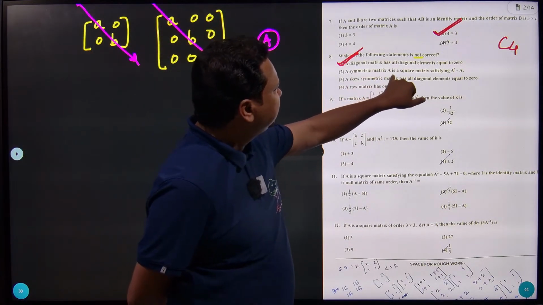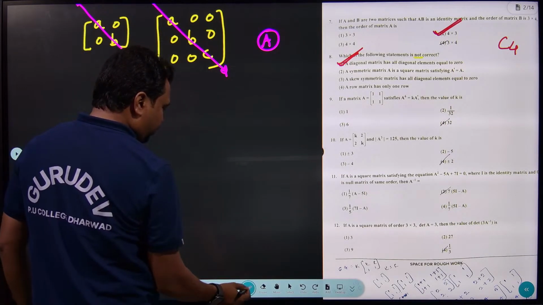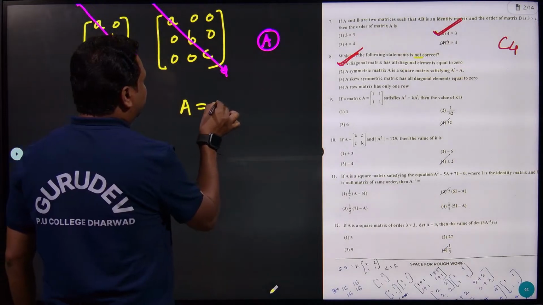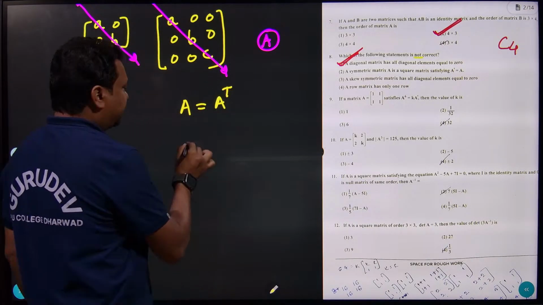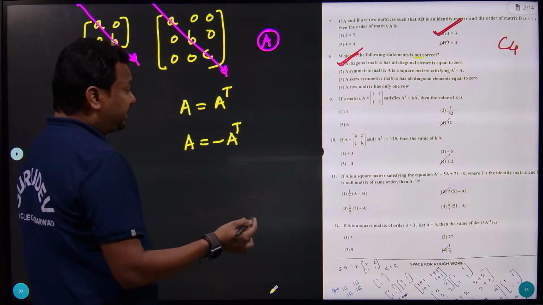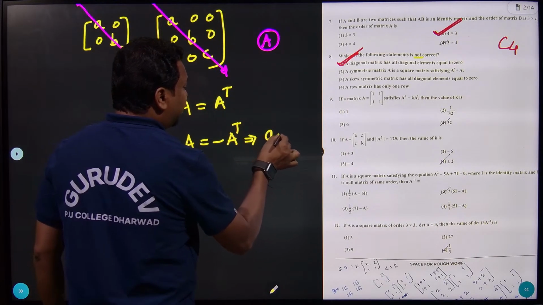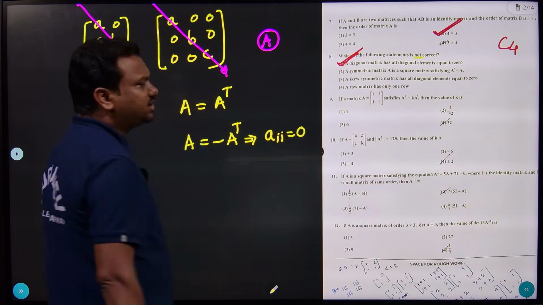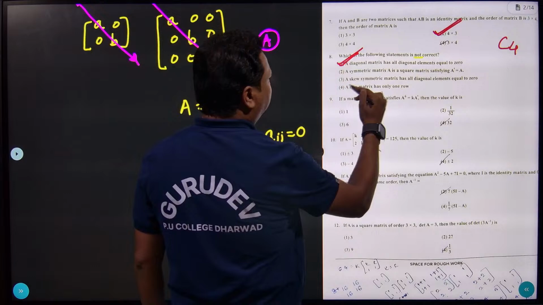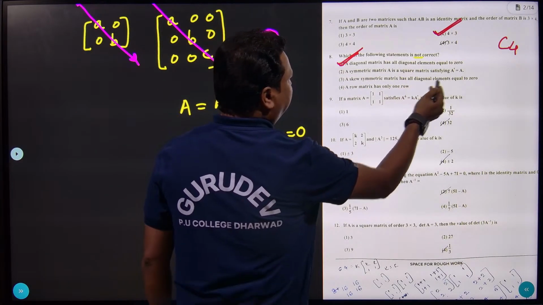The second option says a symmetric matrix A is a square matrix satisfying the condition A equal to A transpose. True, that condition is correct. The definition of a symmetric matrix: if A equals A transpose it is symmetric, and if A equals minus A transpose it is skew symmetric. In this case we have studied that the diagonal elements are all 0. Correct? Therefore, even the second one is true, and the third one is also true, because a skew symmetric matrix has all the diagonal elements equal to 0.